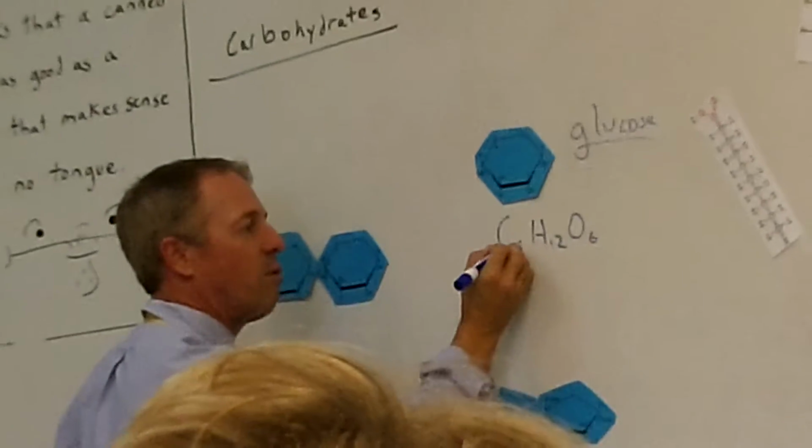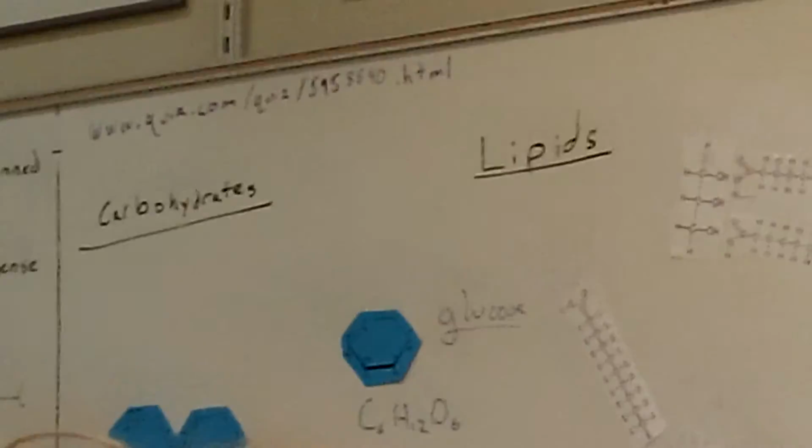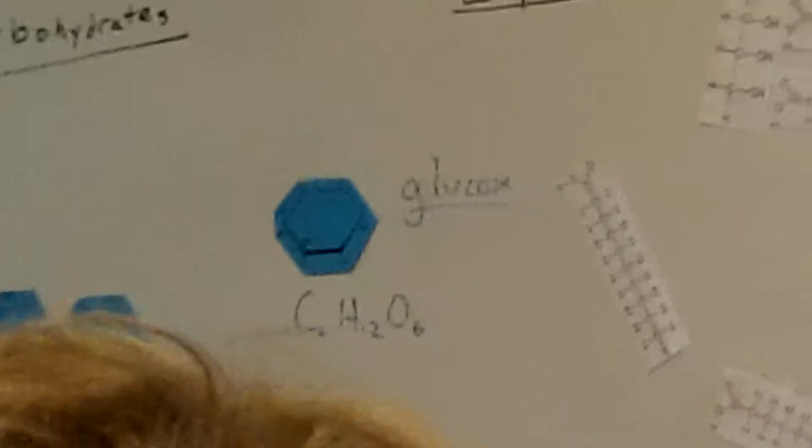C6H12O6. That's the formula for glucose. You need to memorize that. Glucose is C6H12O6. And what living things do is they take the glucose molecule and put it together to make a bigger molecule. The glucose molecule is called a monomer, and it can be used to form a larger molecule called a polymer.